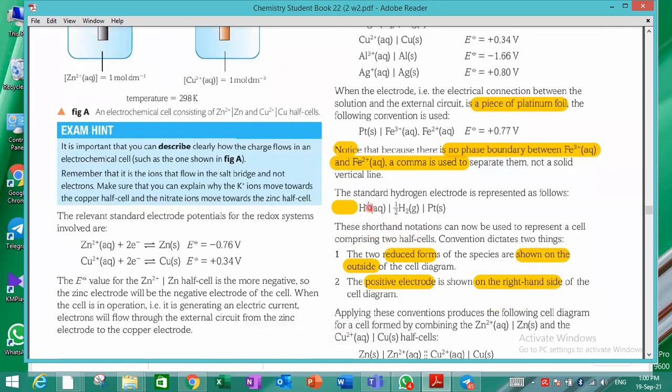If we want to express the standard hydrogen electrode alone, we also start with the ions, and then we put a vertical line, and then we write hydrogen gas, and then another vertical line, and we put platinum solid.